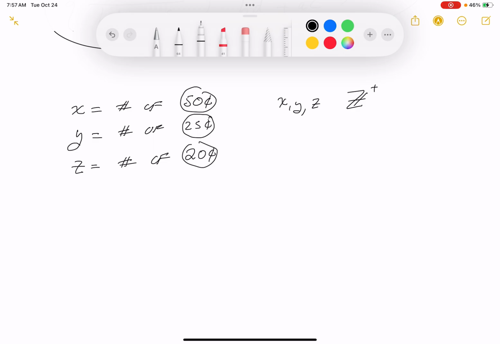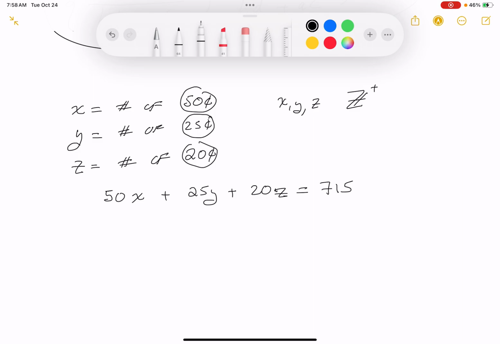So what I want to do is start talking about the very first thing they said. And the very first thing they said, they've got $7.15 in a payment. All right? So I'm going to say, if I have $7.15, well, every x gives me 50, every y gives me 25, and every z gives me 20. And what would that equal? That equals $7.15.